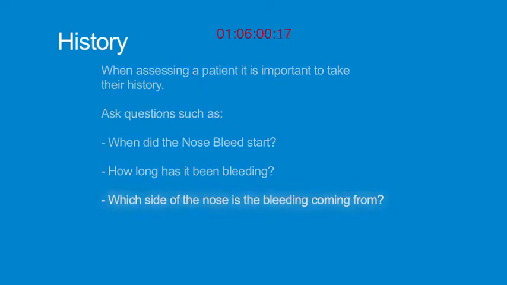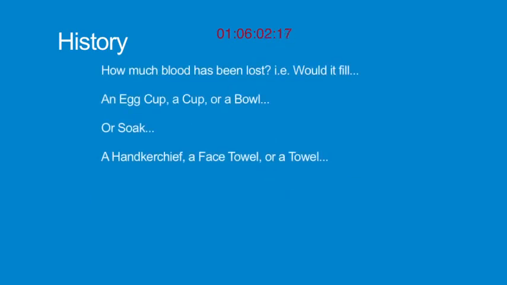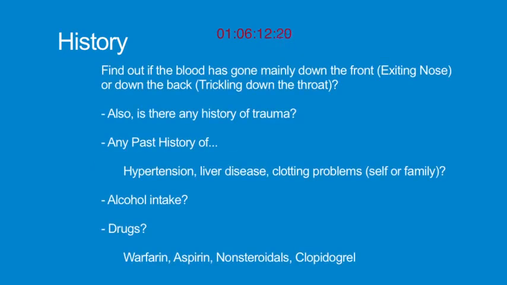Ask the patient to estimate the amount of blood loss. For instance, would the blood fill an egg cup, a cup or a bowl, or would it soak a handkerchief, a face towel or a towel? Is it bleeding mainly down the front or down the back into the throat? Is there any history of trauma?